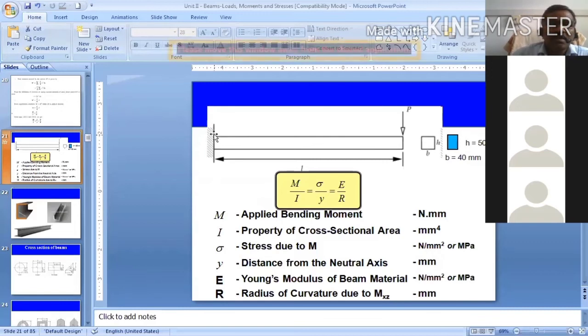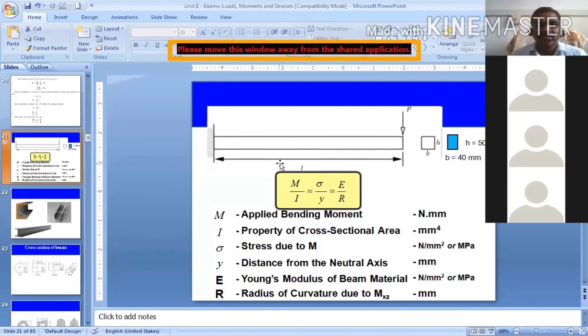Extreme fiber, at the surface. Then what will be the Y value? If the depth is equal to D, the distance from the neutral axis to the extreme fiber is D by 2. That will be the value of Y. You substitute the values and you can find the sigma value, the stress.